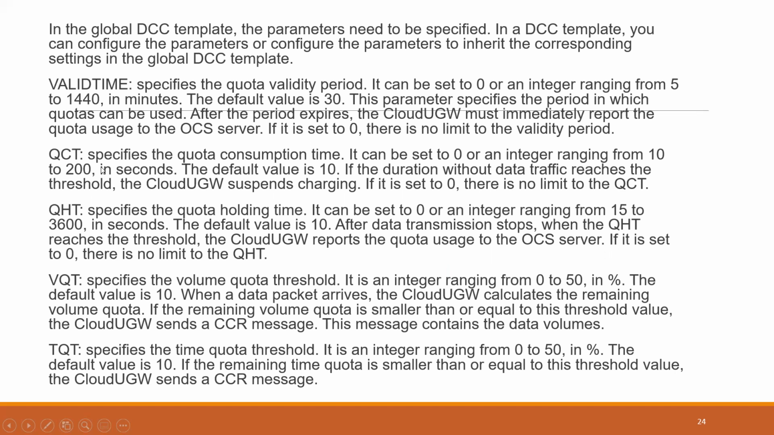QCT is the quota consumption time. This is the time in which the quota needs to be consumed, and it's specified in seconds. If the duration without data traffic reaches the threshold, the UGW suspends the charging.